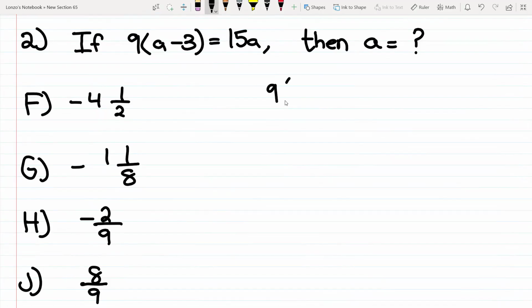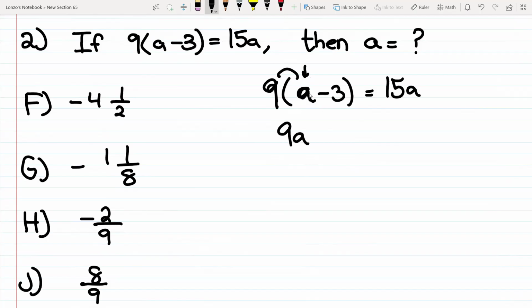9(a - 3) = 15a, right? So what I will do is FOIL out this 9. This is an a, not a 9, and this is a 9. So 9 times a is 9a. 9 times negative 3 is negative 27, equals 15a.